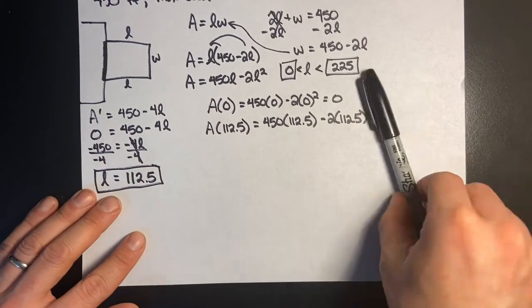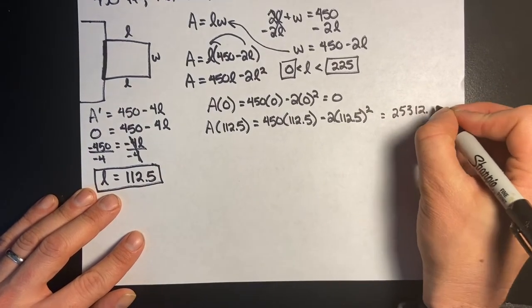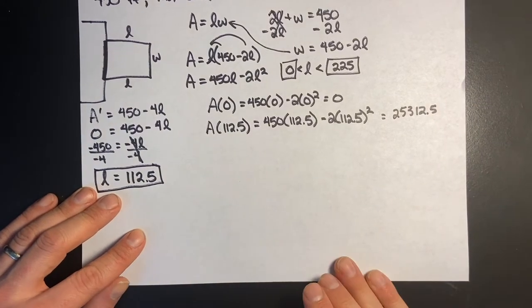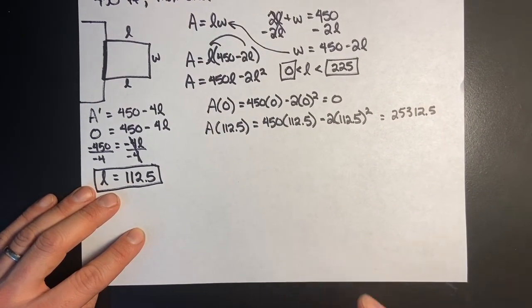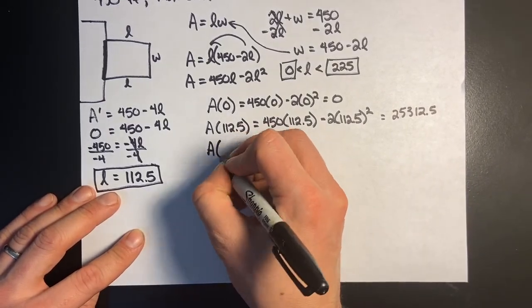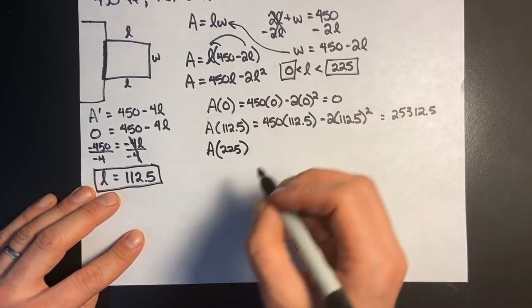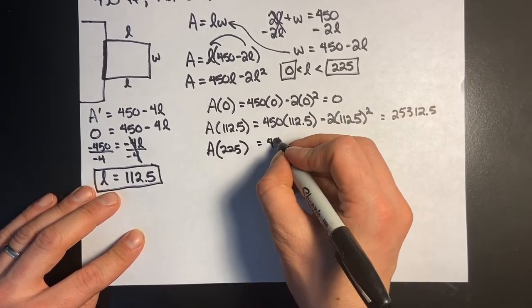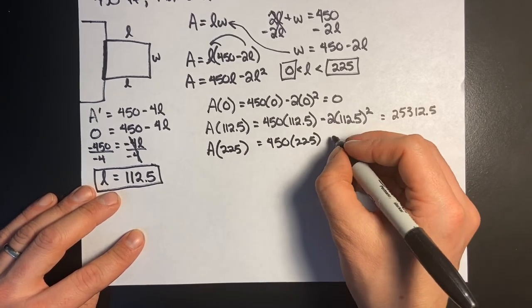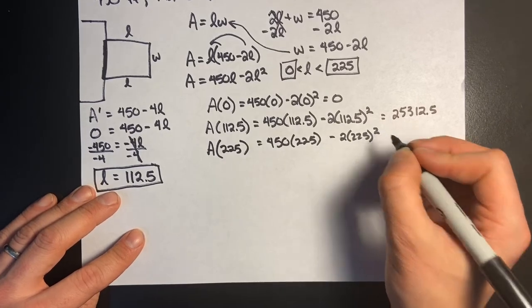All right, so this guy ended up being 25312.5. Pretty big area. All right, if I plug in 225, that's that guy right there, I have 450 times 225 minus 2 times 225 squared.